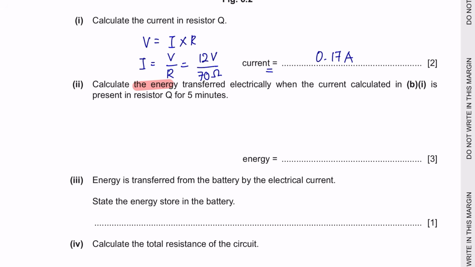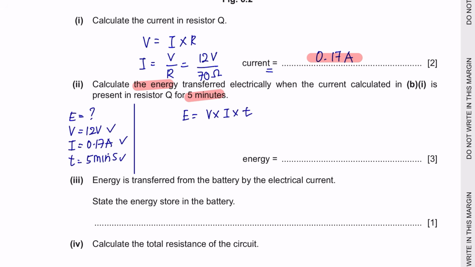Next, calculate the energy transferred electrically when the current labeled in B part 1, which is this, is present in the resistor Q for 5 minutes. The formula we're going to use is energy equals voltage times current times time. However, the time has to be converted into seconds, so you have to multiply 5 minutes by 60. In two significant figures, we will get an energy of 620 and the unit is joules.